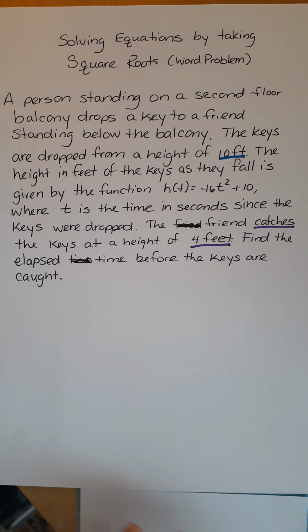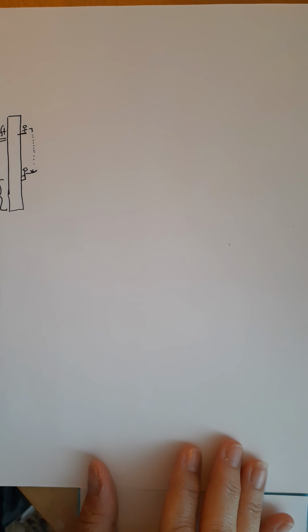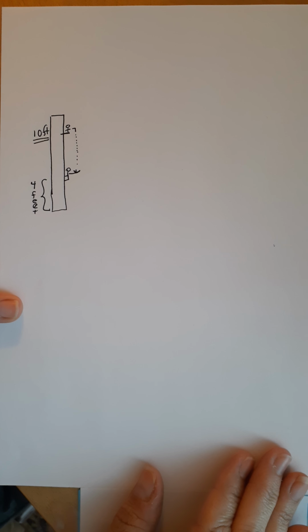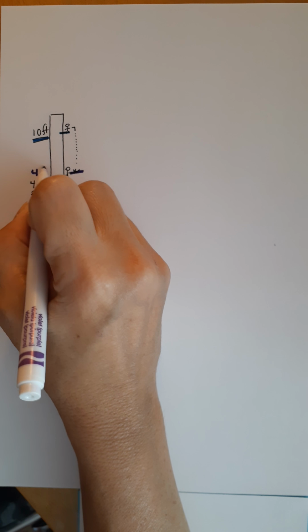Now, I drew a lovely picture, which I'm going to show you now. I'm no Picasso, but you can kind of get the idea, right? So at 10 feet, right here, the person drops the keys. And then someone catches it at 4 feet, which is right here. All right, they want to know the elapsed time. Elapsed time means how much time passed, okay?